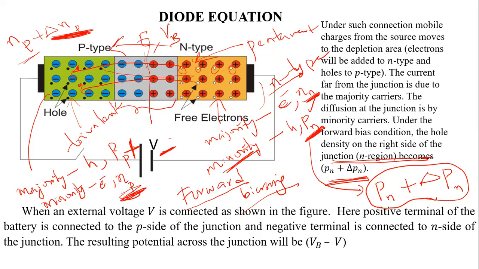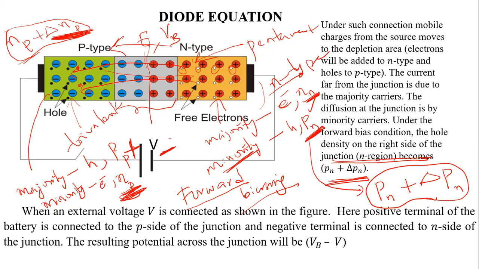So Np was the minority charge carrier concentration in the p side. So the concentration of electrons in the p side will increase by del Np. So del Np is the amount of free electrons transferred across the junction. So this transfer of charge contributes to electrical current.